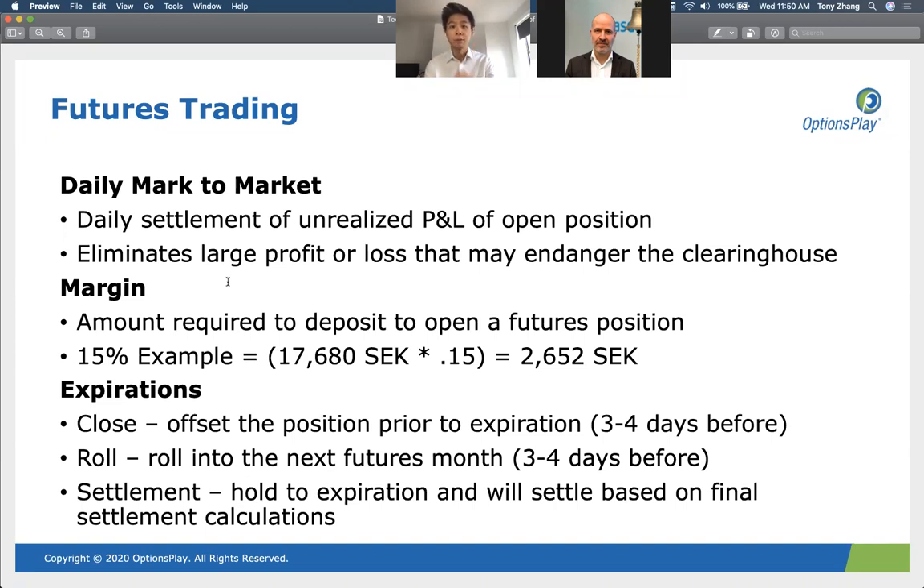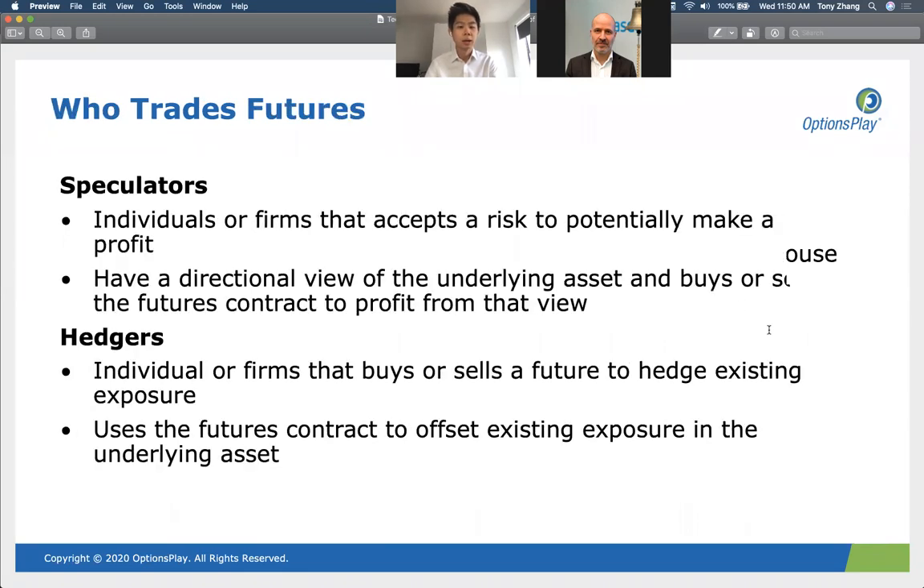Does that make sense? Please type 4 into the chat window if that makes sense to you. Okay, perfect. I see a lot of 4s.